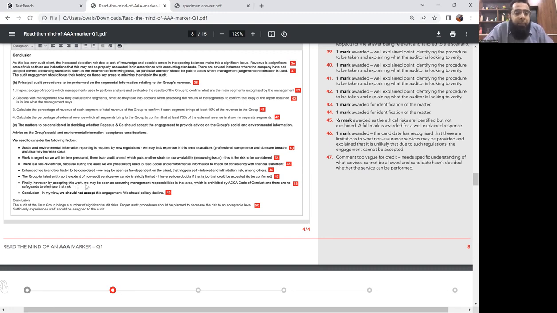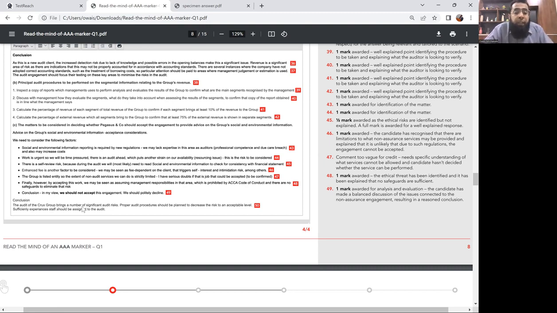Finally, however, by accepting this work, we may be seen as assuming management responsibility in that area, which is prohibited by ACCA's code of conduct, and there are no safeguards to eliminate this risk. So he explained this risk well. Conclusion: in my view, we should not accept the engagement. We should politely decline. So he referred the action relating to it. Okay. Now he has given the conclusion again also.